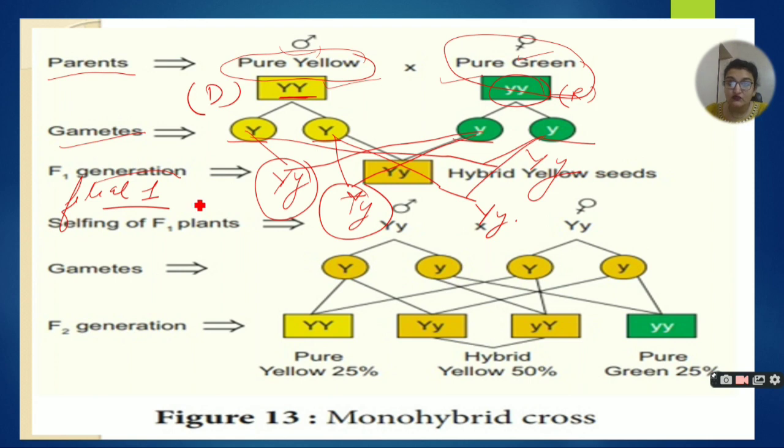Now, what he did was the selfing of the F1 plants. He selected two plants, either these two or maybe these two, or any two plants, and he did a crossing between them.